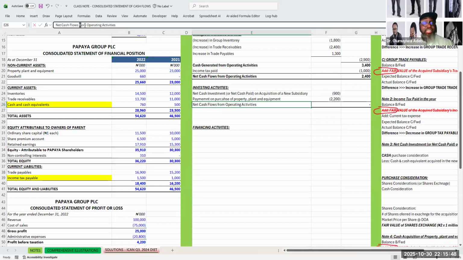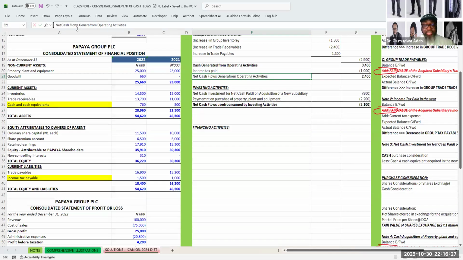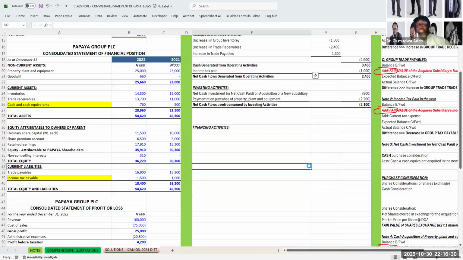Which means my net cash flow used by investing activity, or consumed by investing activity, will be the sum of these two, and that is 3.1. Whereas here, the net cash flow generated from operating activity is 3.1.